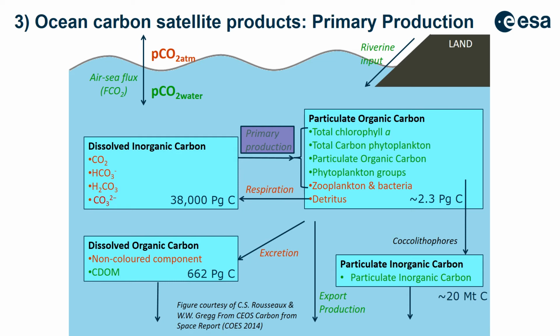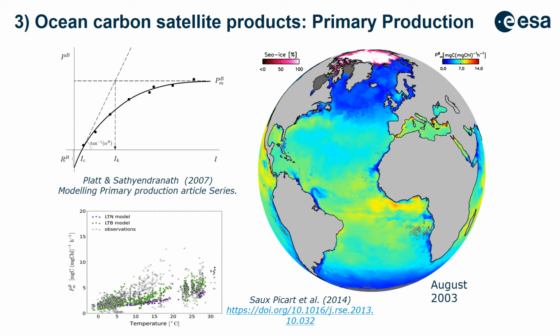Now, next we're going to talk about primary production. So primary production is really the engine behind the ocean biological carbon pump. So what is it? Well, it's basically the conversion of inorganic carbon into organic carbon through the process of photosynthesis.